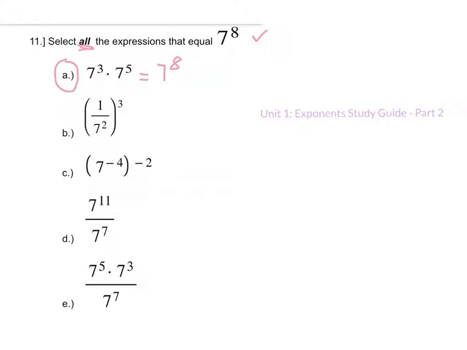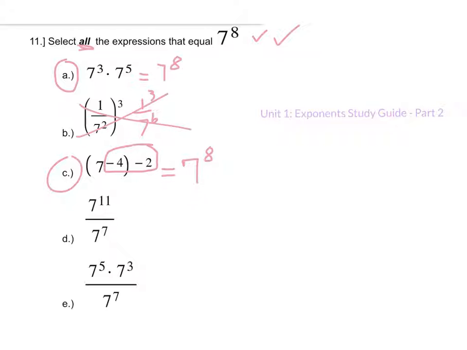So for letter B, we would multiply. It's power rule, power of a power. So it would be 1 to the 3rd over 7 to the 6th. This one does not equal 7 to the 8th power. For choice C, it's the power rule or power of a power. When we have an exponent raised to an exponent, we keep the base and multiply the exponents. A negative times a negative is a positive. So choice C is also one of the answers.